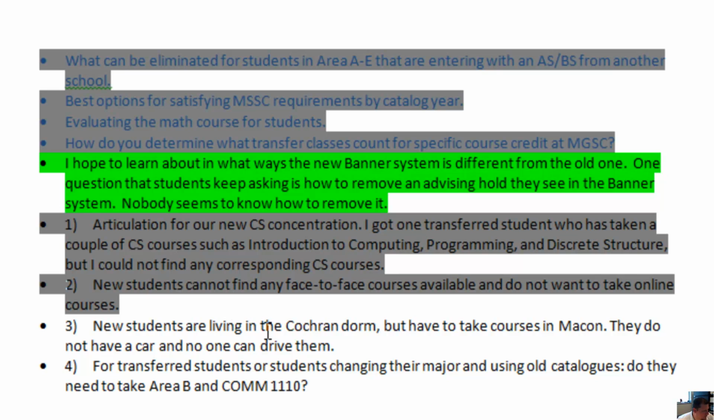New students are living in the Cochran dorm but have to take courses in Macon. They do not have a car and no one can drive them. Again, this is a university or a college-wide problem. So our program is currently approved to be offered online and the Macon and the Warner Robins campuses. So that's what we have for now.